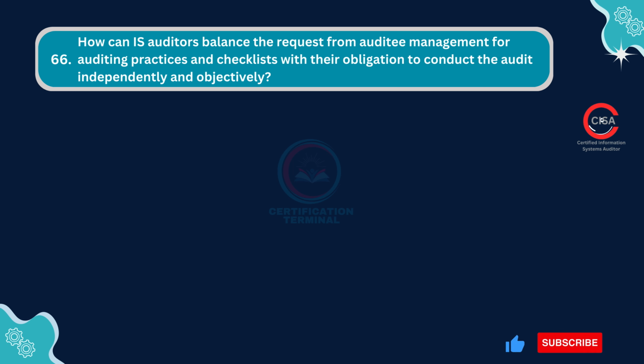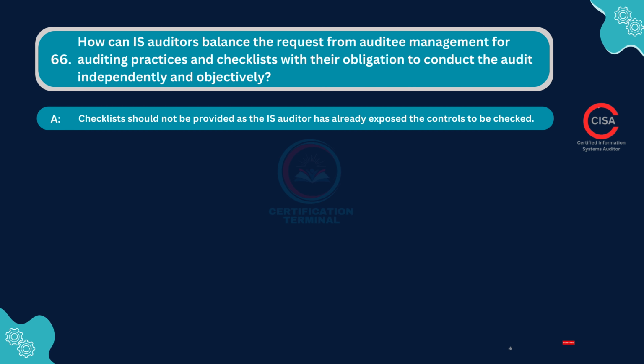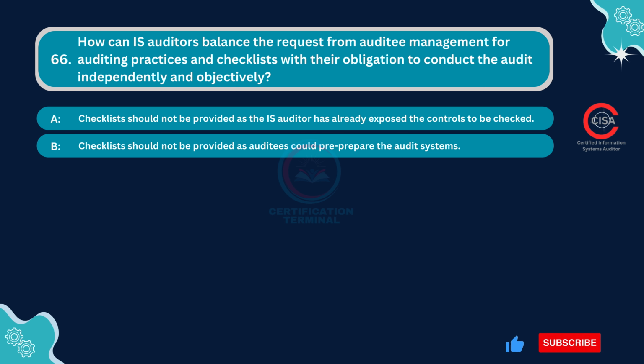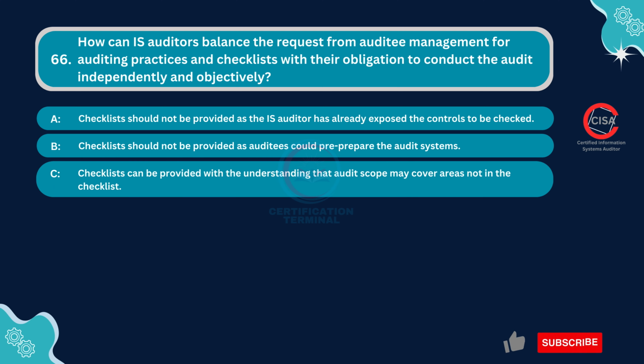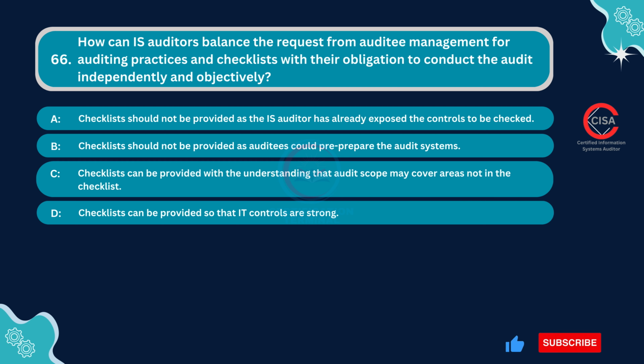Question number 66. How can IS auditors balance the request from audit management for auditing practices and checklists with their obligation to conduct the audit independently and objectively? Option A. Checklists should not be provided, as the IS auditor has already exposed the controls to be checked. Option B. Checklists should not be provided, as auditees could pre-prepare the audit systems. Option C. Checklists can be provided with the understanding that audit scope may cover areas not in the checklist. Option D. Checklists can be provided so that IT controls are strong. The correct answer is Option C.